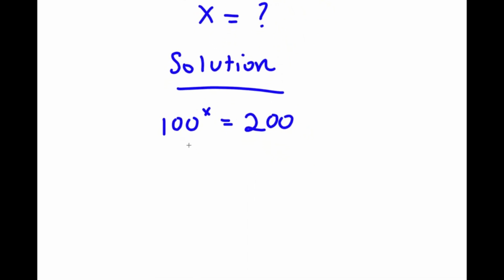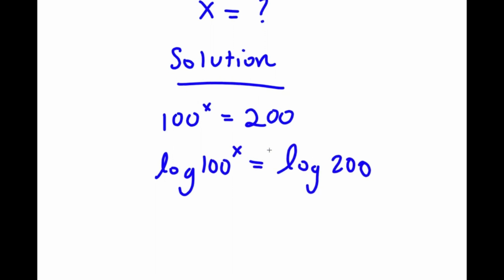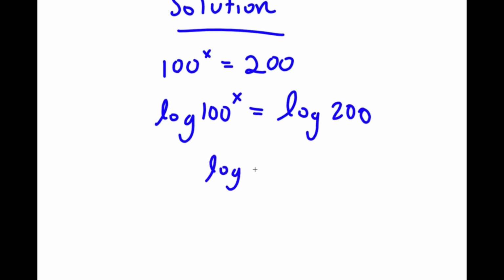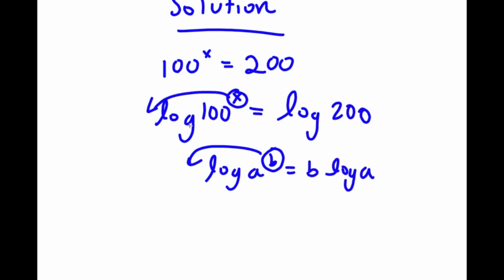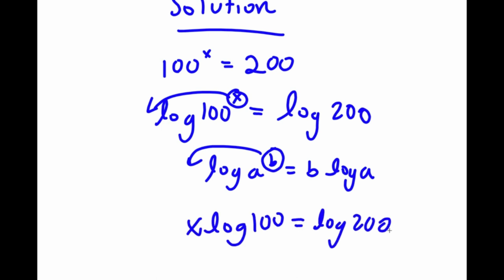So I have log of 100 to the power of x is equal to log 200. Now if I have something in the form log a to the power of b, I can move this exponent b to the front. So this can equal b times log a. So in this case, I can move x to the front. So now I have x times log 100 is equal to log 200.